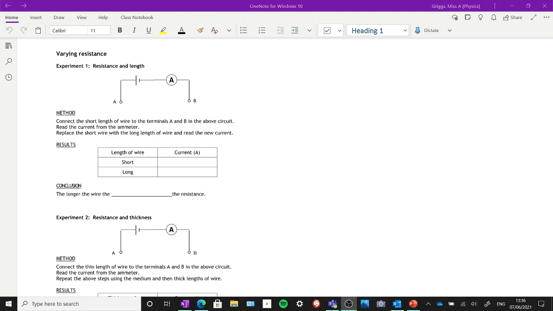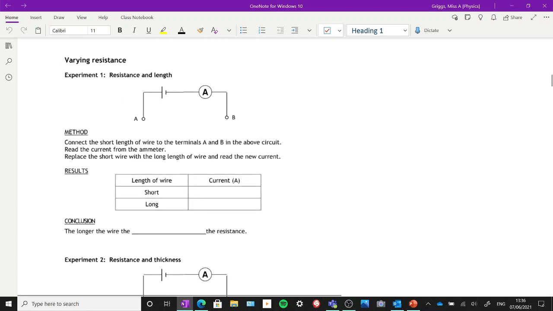We're going to look at today, we're going to do a few experiments on varying resistance, or what factors affect the resistance of something. So remember we said that resistance is the resistance to charge, so it can limit the amount of charge flowing in a circuit. So the higher the resistance, the lower the current in the circuit.